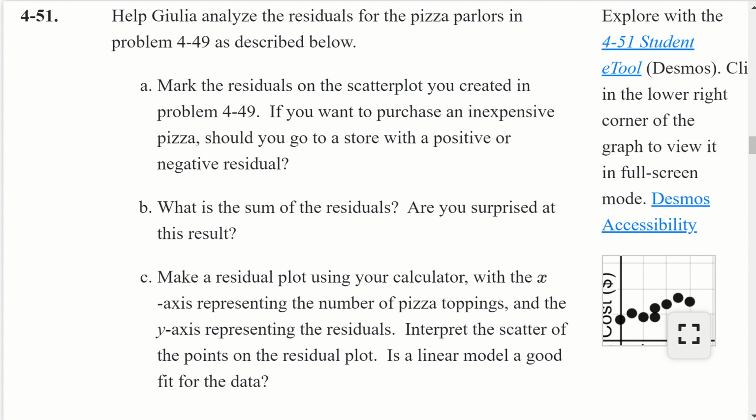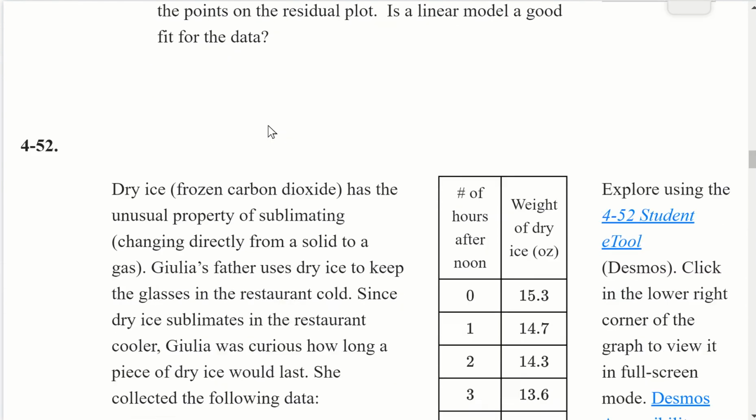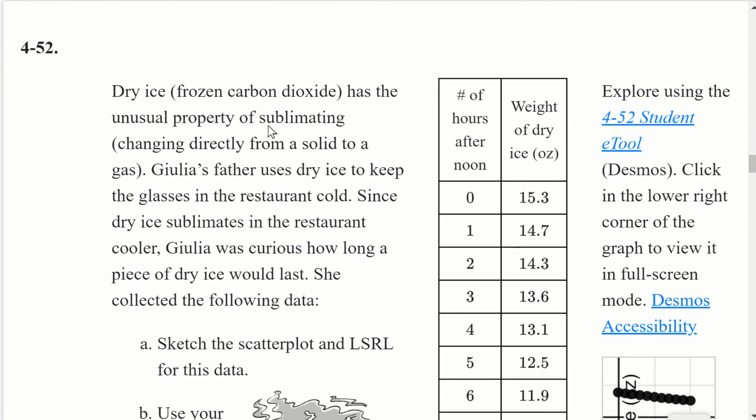And then the other question that you'll be dealing with is question 52. I always like dry ice, especially at Halloween. I think I get it at Food Max. You can buy it over there. But dry ice, which is frozen carbon dioxide, has the unusual property of sublimating, changing directly from solid to a gas. And that's why it looks so cool.